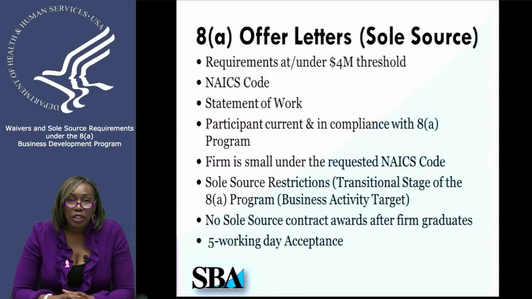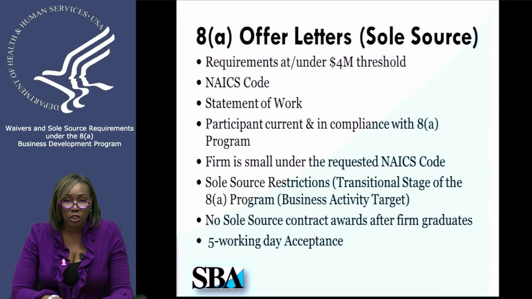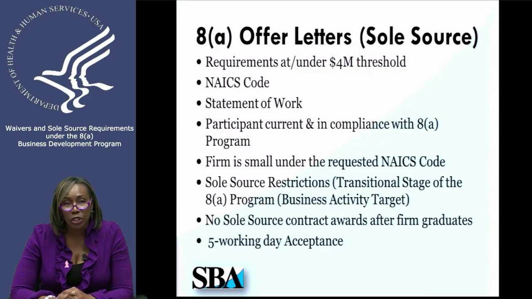Now I want to go a little bit into 8(a) offer letters and sole source. I'm just going to dig a little bit into it. For requirements at or under the $4 million threshold, the 8(a) program allows you to sole source that work to one 8(a) participant. Now, in doing so, you must make an offer, preparing the offering that we just discussed. It will go to the district office. The business opportunity specialist servicing the 8(a) participant will look at the offer for acceptance on behalf of that participant.